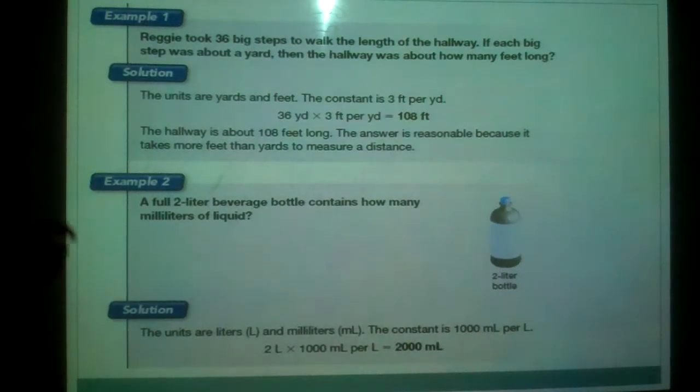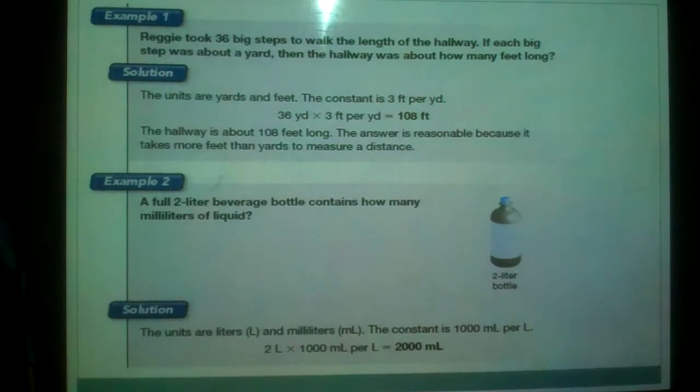Alright, so these are a couple examples that we saw in the book, and the solutions are already up here, but we look at example 1. It says Reggie took 36 big steps to walk the length of the hallway. If each step was about a yard, then the hallway was about how many feet long?